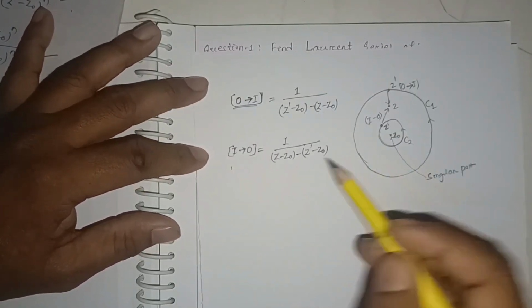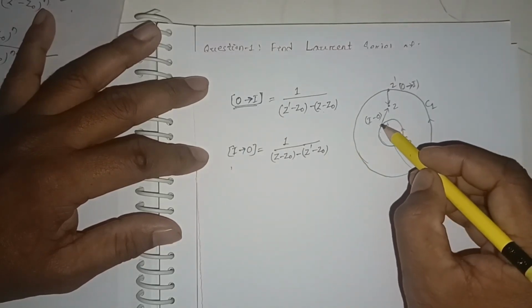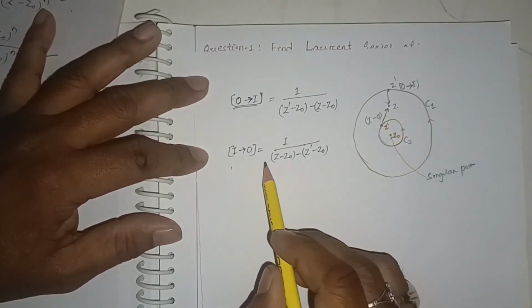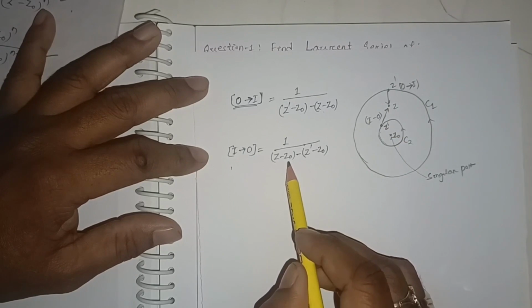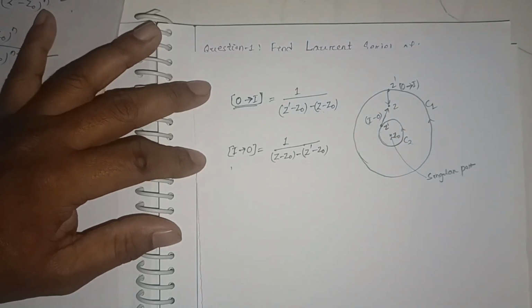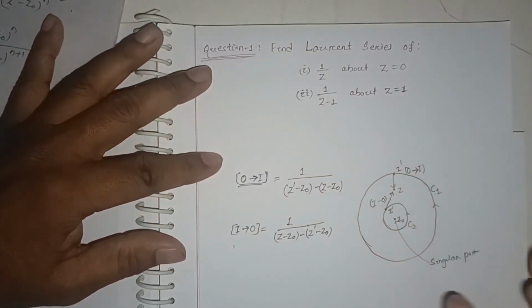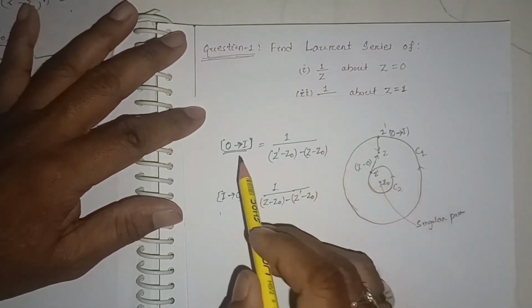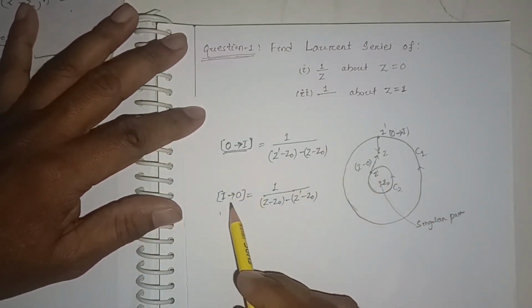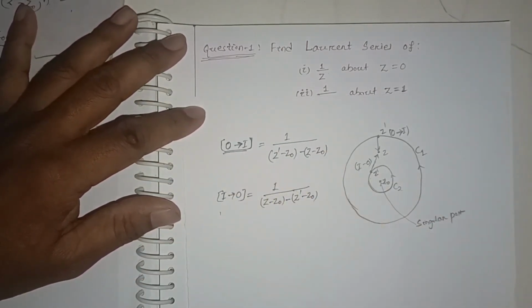For in to out, whenever you are moving from in to out, you have to write the denominator as z minus z0 minus z dash minus z0. We are going to do these numericals, and from them you can see how to use out to in and in to out. This is one type of trick, you can say.